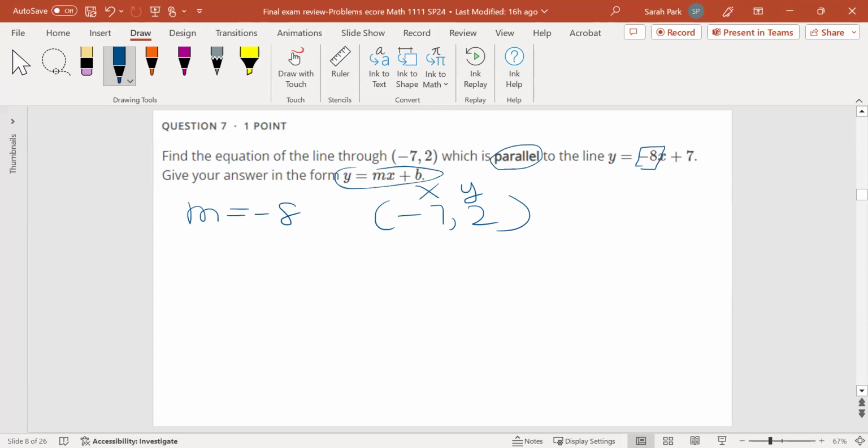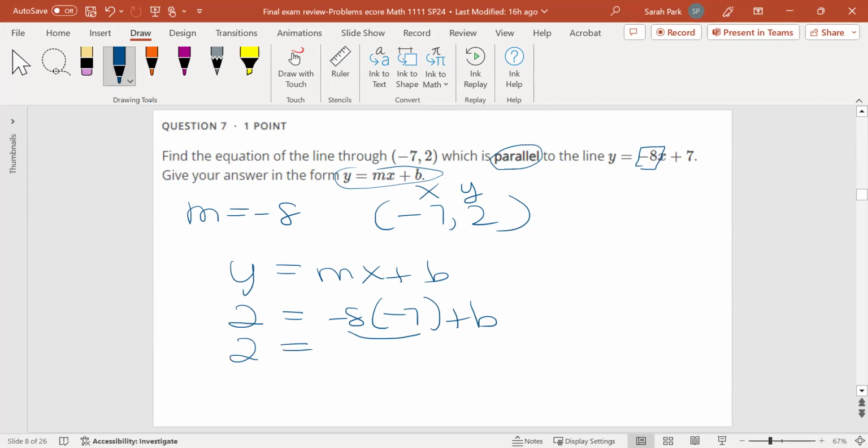So into this equation, y equals mx plus b, going to substitute 2 for y, -8 for m. Don't need parentheses there. And x is -7, and we're going to solve for b. So we have 2 equals -8 times -7 is positive 56 plus b. We subtract 56 on both sides to isolate b. We have b is equal to -54.